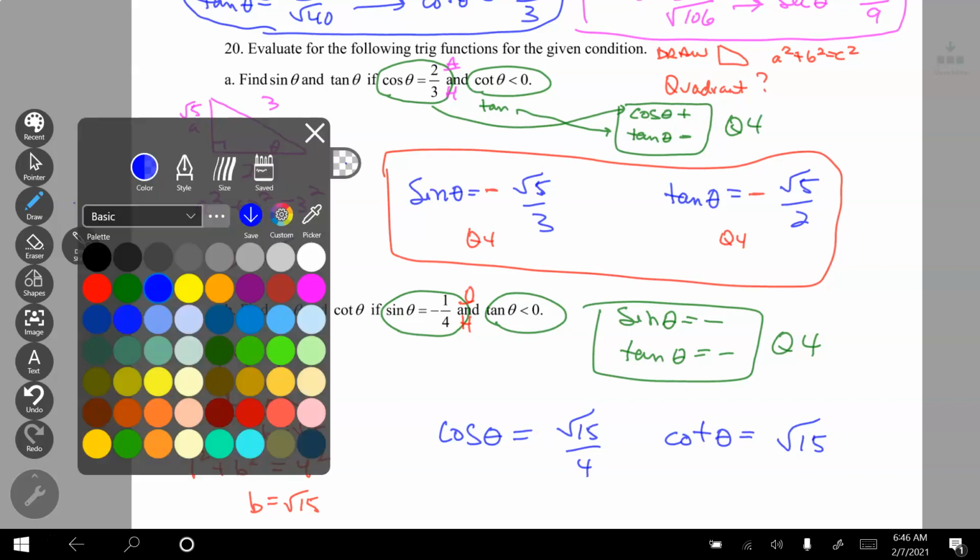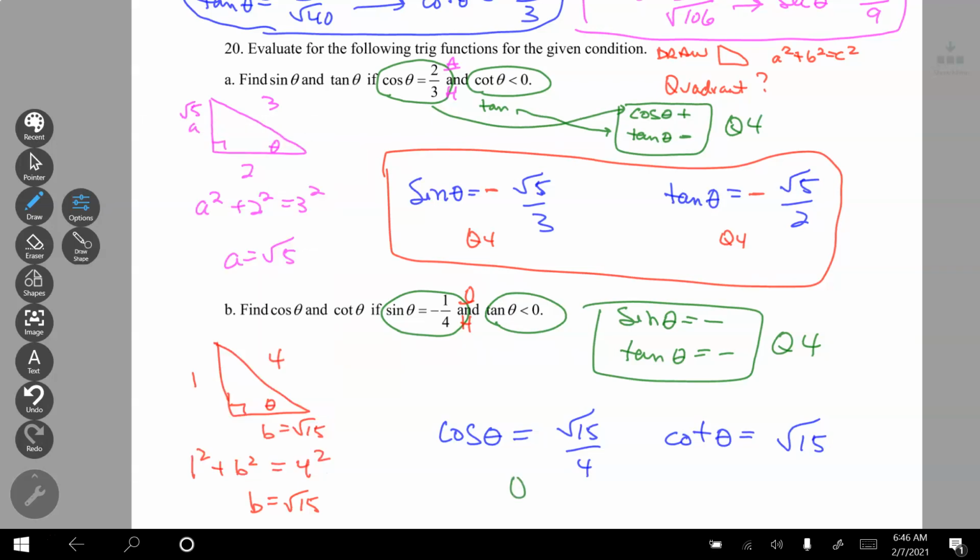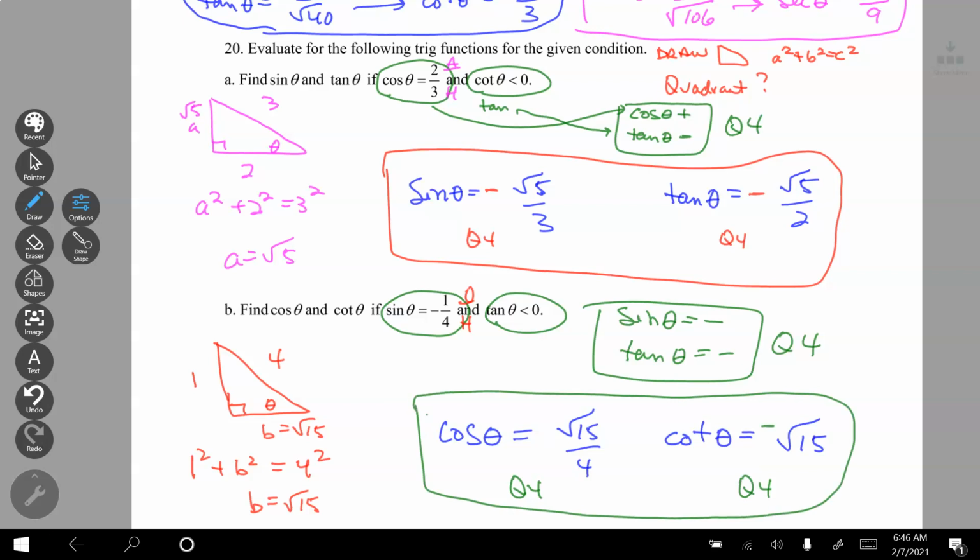But now I have to pay attention to my quadrants. We're in Q4. Cosine is positive in Q4. That's good. But this one in Q4, cotangent, which goes with tangent, is negative. So that one's a negative result.